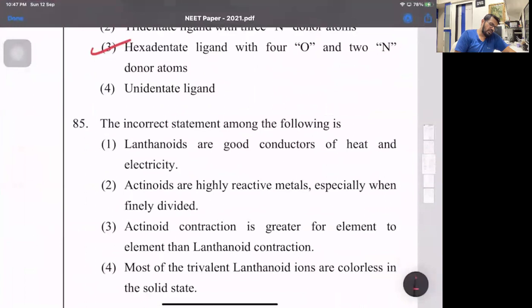85, the incorrect statement. Lanthanides are good conductors of heat and electricity. Actinides are highly reactive, especially when they are finely divided. These are all the lines picked up. That's also a true statement. Actinide contraction is greater. Yes, because of poor shielding. That is also true. And most of the trivalent lanthanoid ions are colorless in the salt. Lanthanides are good conductors. That is also true. So the incorrect statement is the 4th one. They are not colorless in the solid state. They are the ones which are mainly colored there. So 85th one, that's 4.